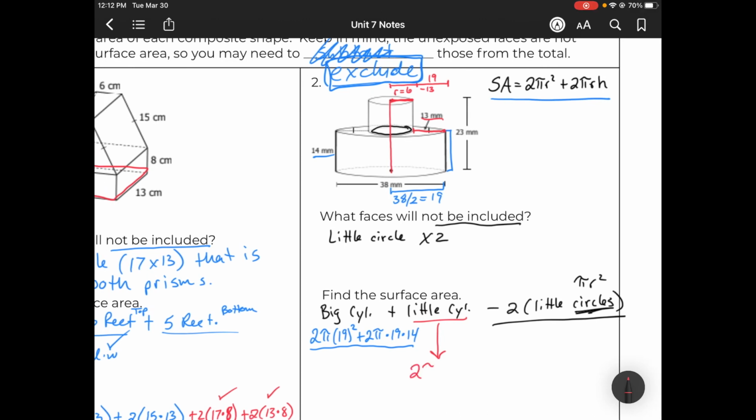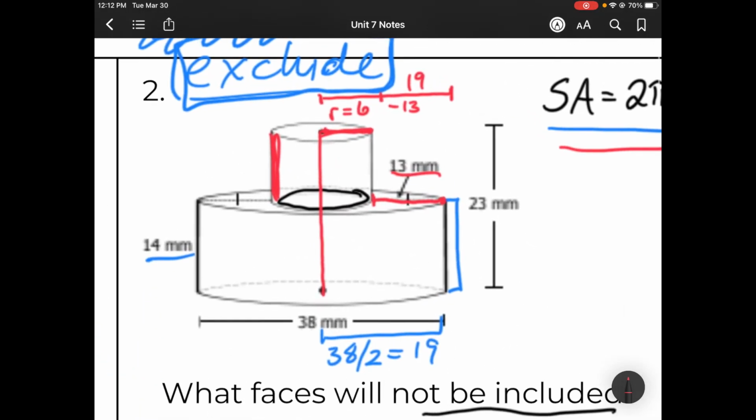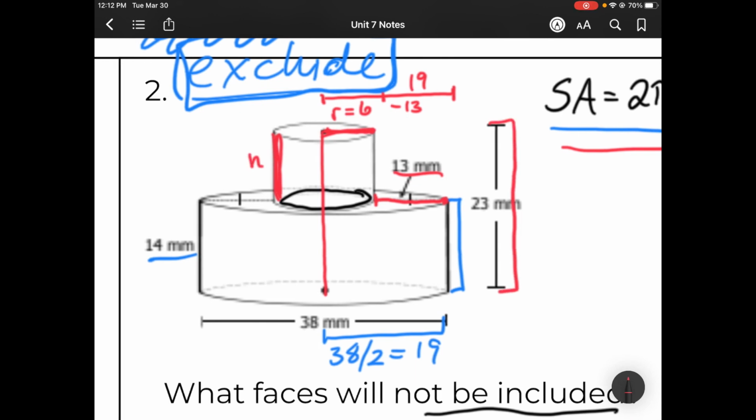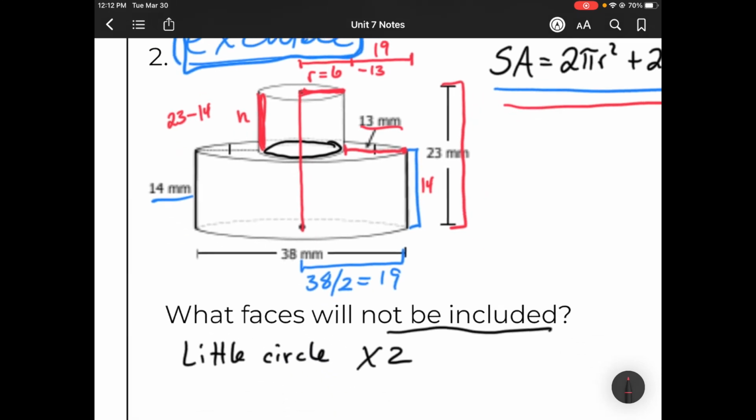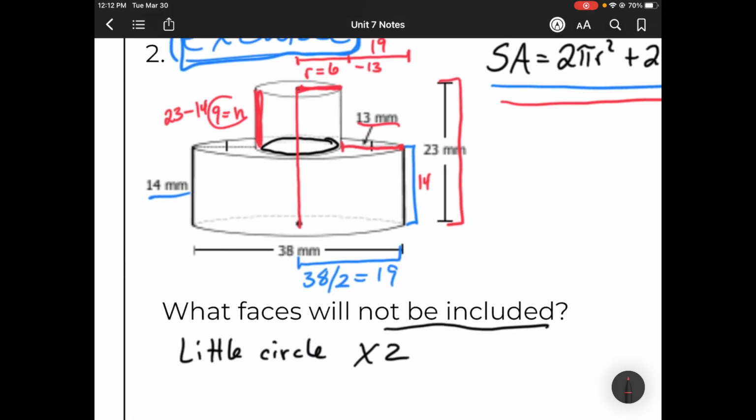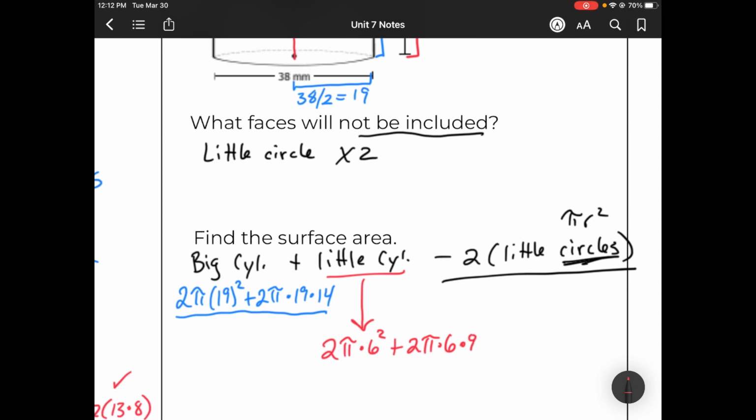So for the little cylinder, I'm going to do 2 pi times the radius. Okay, I'm using this here. 2 pi times that radius of 6 squared plus 2 pi times the radius of 6 times the height of that little cylinder. And again, I've got to do some work here to find that. That height is my total height, 23, minus this height, 14. Okay, when I do 23 minus 14, I get that height is 9. Okay, so that finishes that formula for the little cylinder.